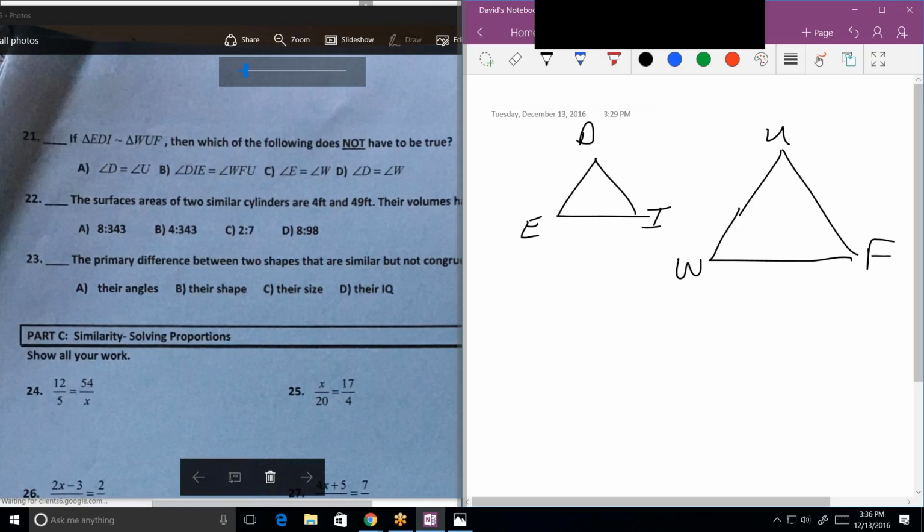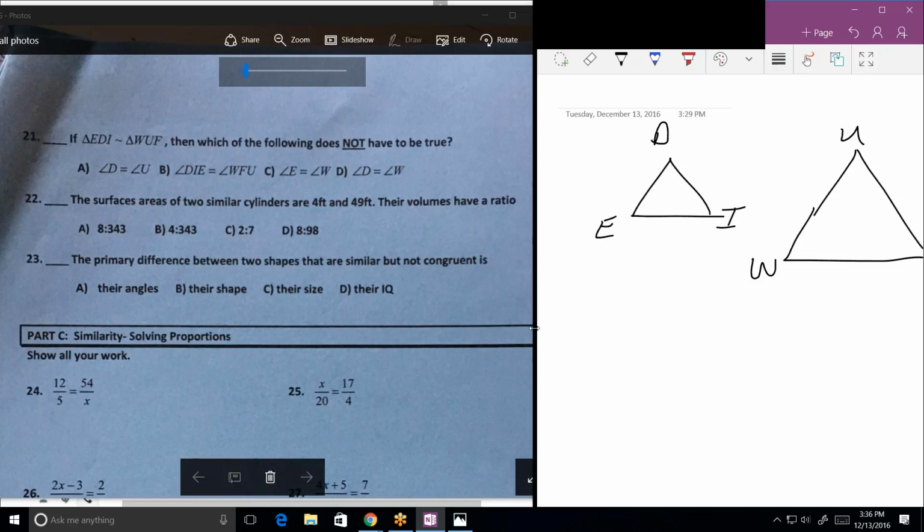Kind of knew that was the correct answer by the time we got to it, huh? Okay. Number 22.